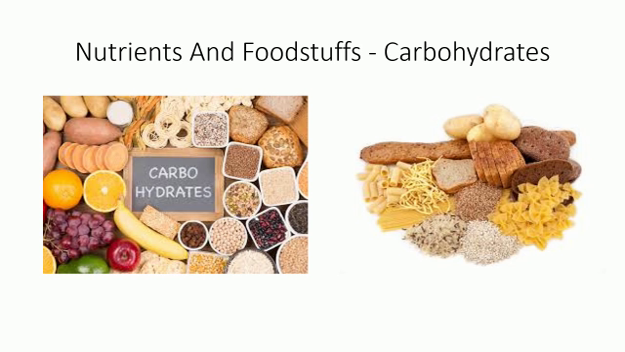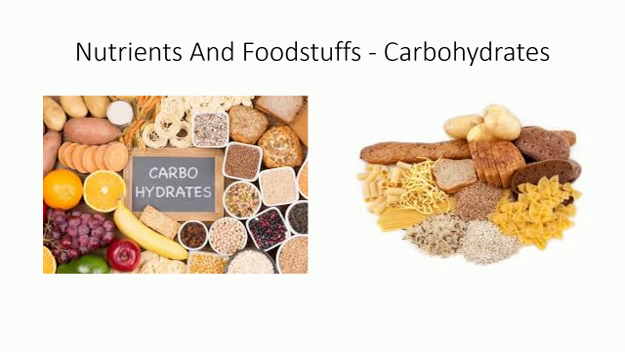Nutrients and foodstuffs. First, carbohydrates. There are 6 main nutrients in our food: carbohydrates, fats, proteins, fiber, vitamins, and minerals. These nutrients are present in different proportion in different food.